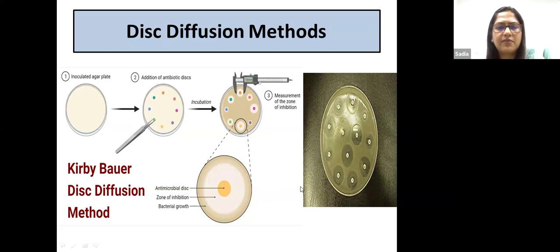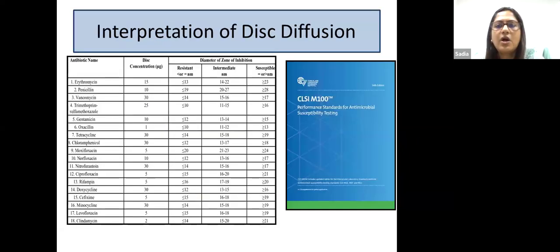This is practiced everywhere in a good laboratory which is accredited. This is a method comparable to any other method, that is, your broth dilution. So how do we interpret this? Now, many people ask us, okay, we know that zones are made, but is any zone sensitive and no zone resistant? So it's not like that.